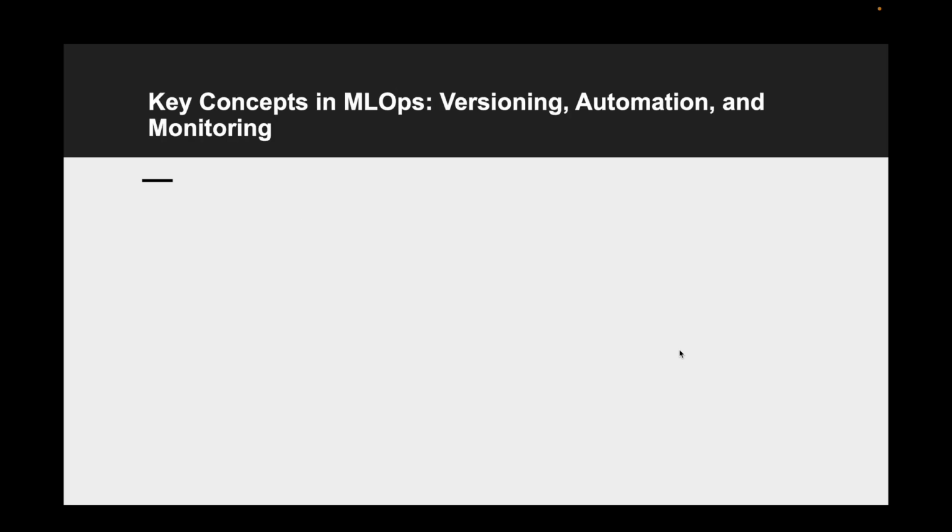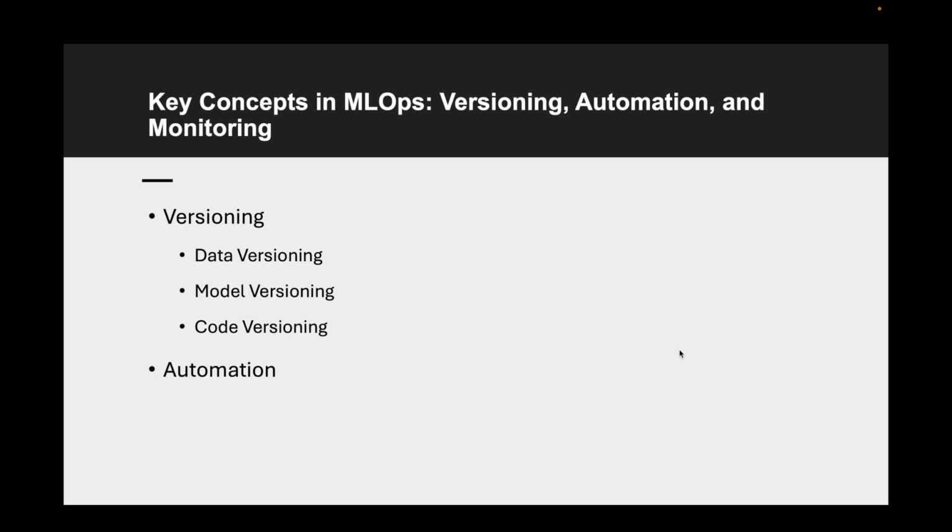Key concepts in MLOps. We have three of them: versioning, automation, and monitoring. When it comes to versioning, first we talk about data versioning, where we're tracking changes in data sets used for training and testing models. Model versioning, keeping track of different versions of the ML models. Code versioning, using Git to manage changes in the code.